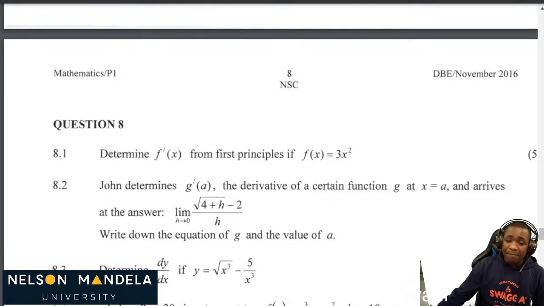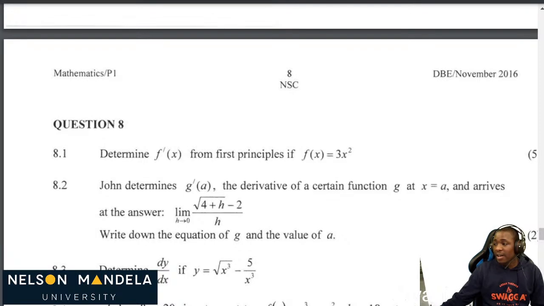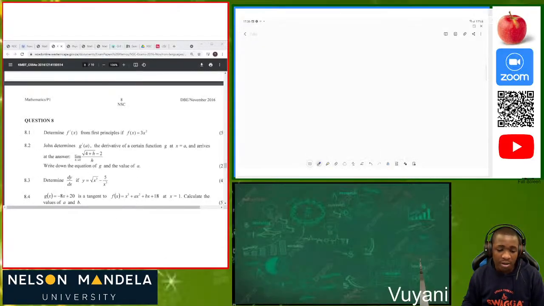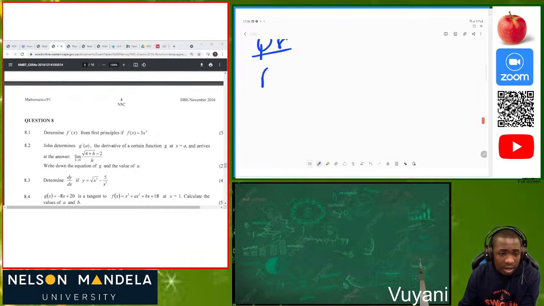Okay, determine f prime of x from first principles, if f of x is equal to 3x squared. Since they told us from first principles, we already know what we are supposed to do. We have to use the long method. How do we do that? Easy. Let's just write question 8.1.